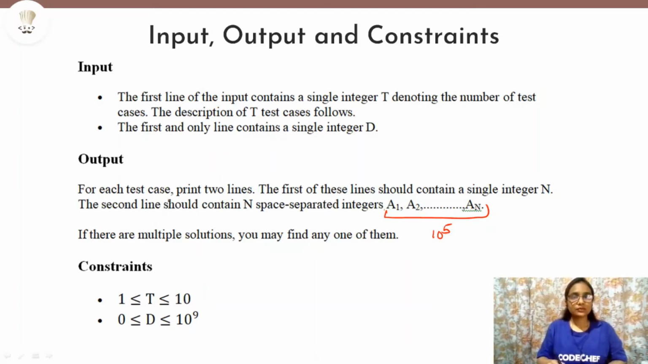And what are we supposed to print? So we are supposed to print 2 lines. In the first line, we will print the length of the sequence, a single integer n, and in the second line, we will print the sequence itself.